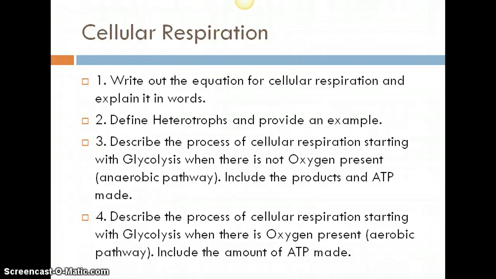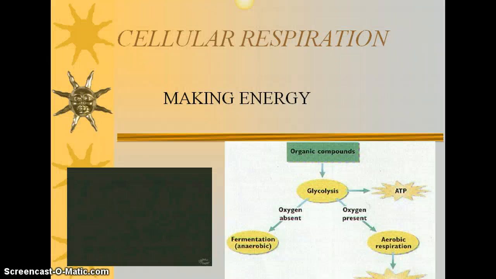Number 3, describe the process of cellular respiration starting with glycolysis when there is not oxygen present, which is called the anaerobic pathway. Include the products and ATP that's made. Number 4, describe the process of cellular respiration starting with glycolysis when there is oxygen present, aerobic pathway, including the amount of ATP made.